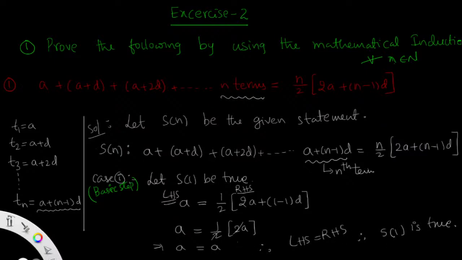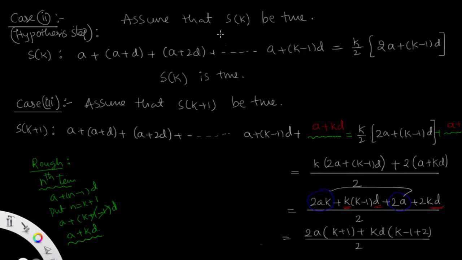In the same way, the hypothesis step is to assume that S of k is true. S of k is a plus d plus a plus 2d and so on, a plus, in the place of n you have to write k. So that is why you get the value a plus k minus 1 into d, that is k by 2 into 2a plus k minus 1 into d. Therefore the statement is true.